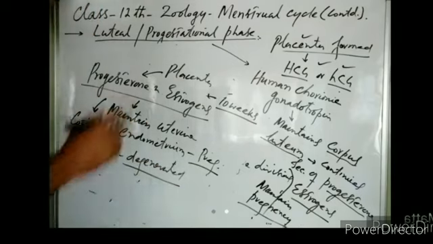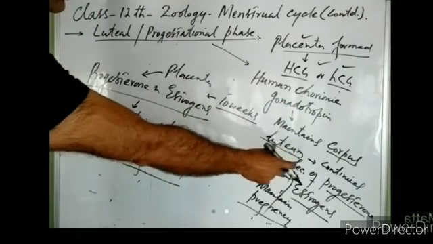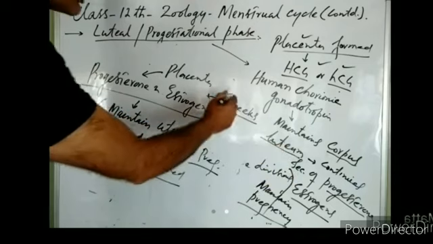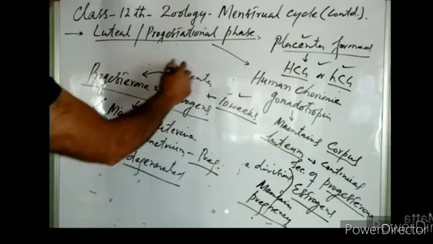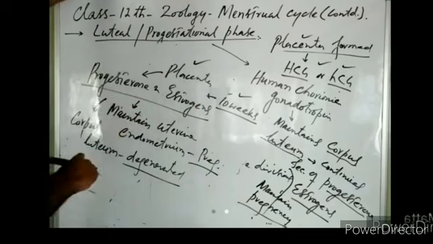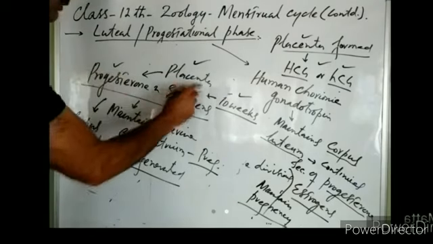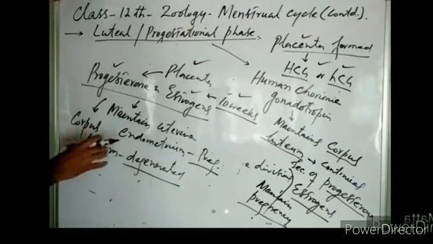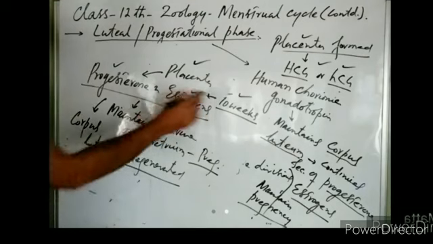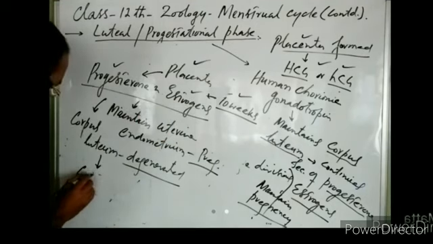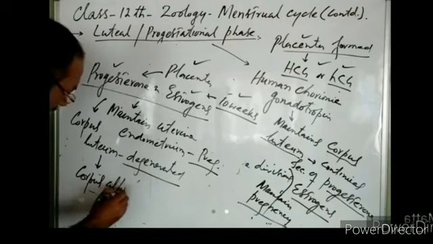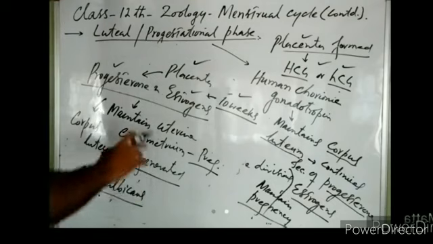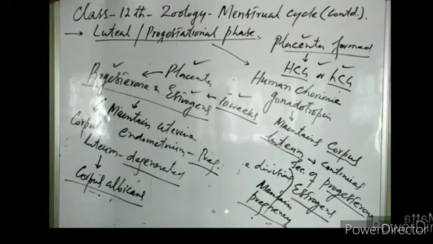Why corpus luteum now degenerates? The function of corpus luteum was to produce progesterone and estrogens, right? So it continues for secretion of progesterone and estrogens up to 10 weeks. During these 10 weeks, now placenta is formed. As the placenta is formed completely, now placenta produces itself progesterone and estrogens. So corpus luteum is not needed now. So corpus luteum degenerates, and after 10 weeks, it changes into corpus albicans. So it gets degenerated. Now this placenta itself maintains the pregnancy, right?